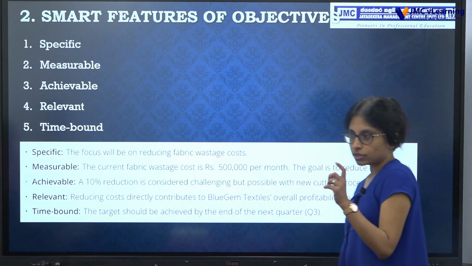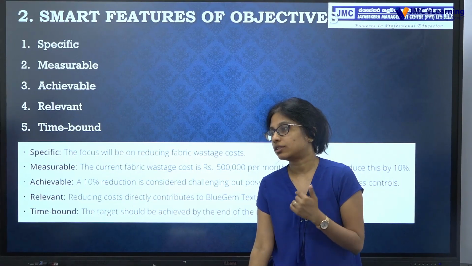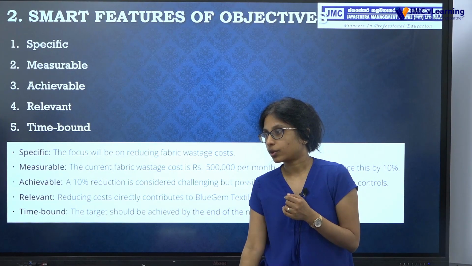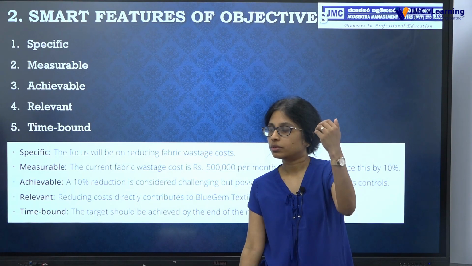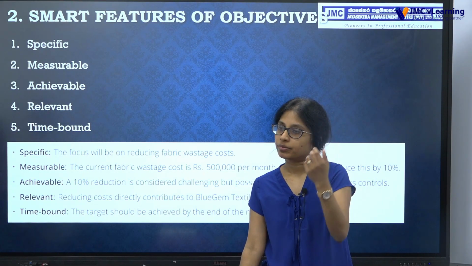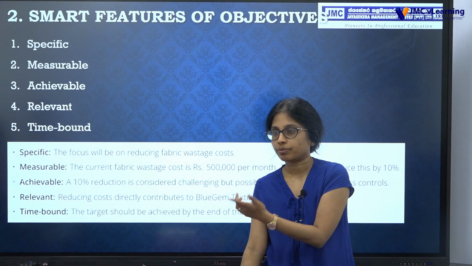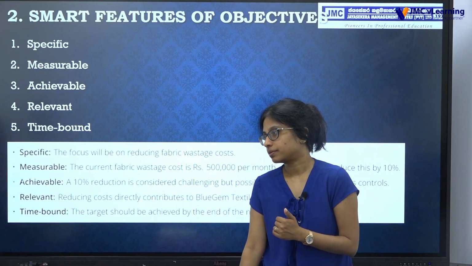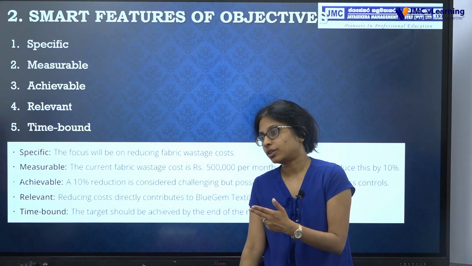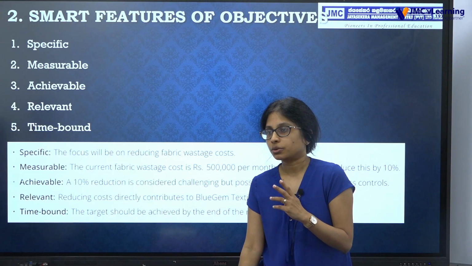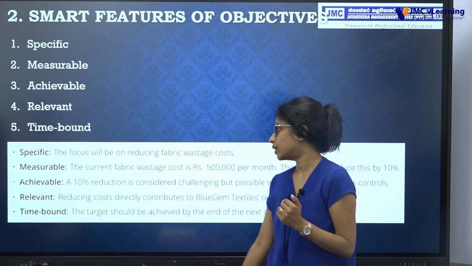That is, relevance means the target you are giving should match your strategies. Your strategy cannot be to be the cost leader, and your targets cannot be to achieve something of high quality. It doesn't match. If you try to achieve quality, you can't be the cost leader, no? So likewise, whatever targets you give should match the strategy. That is called the relevance.